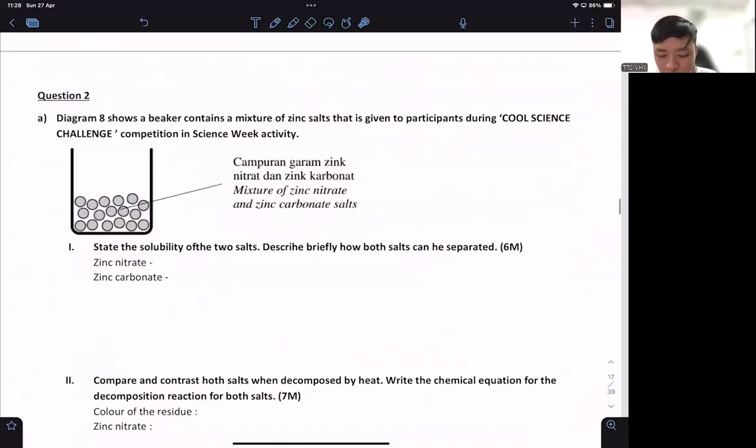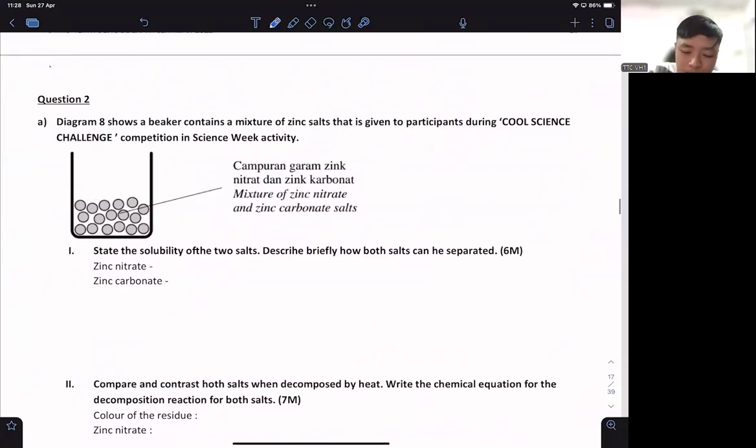Okay, I think we can do question 2. This one is page 17. Diagram 8 shows the beaker containing a mixture of zinc salt that is given to participants during the Cool Science Challenge, a competition in Science Week activity.